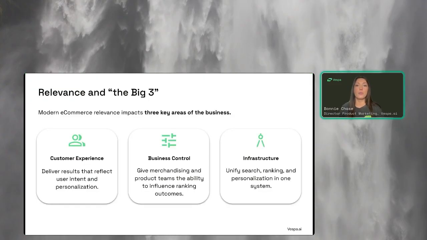So let's talk about relevance. Now, when most people think about relevance, they usually focus only on the user experience. But in reality, modern relevance impacts three major areas of the business. So, first, as you can expect, is customer experience. Users expect results that reflect their intent, not just their keywords. So, even if they misspell something or describe products in their own words, they expect to have accurate and personalized results. The second area is business control.